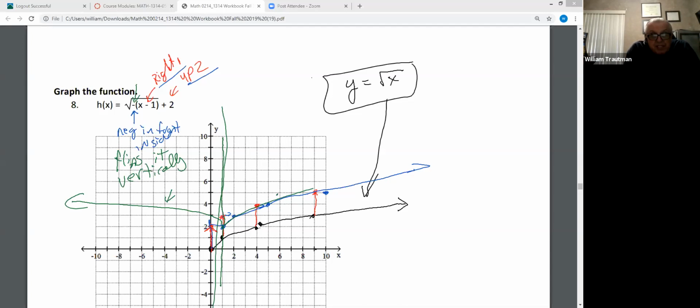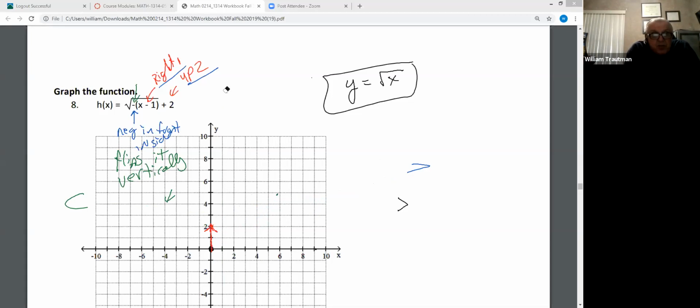I'm going to erase everything else. And then I messed it up by erasing everything out. Can I bring something back? I don't know if I can. So what happens? We moved it over 2 and over 1, and then when we did all that, we flipped it, and that's what the graph looks like.